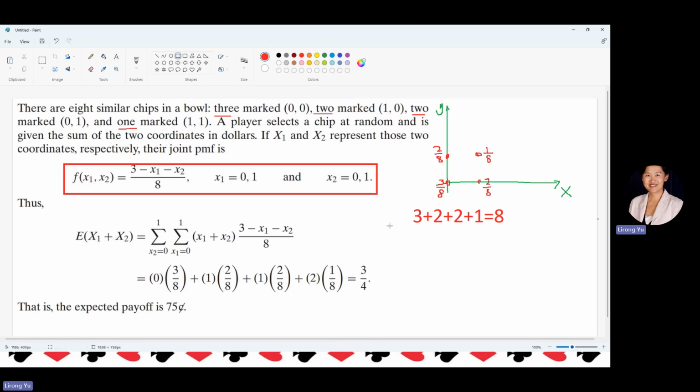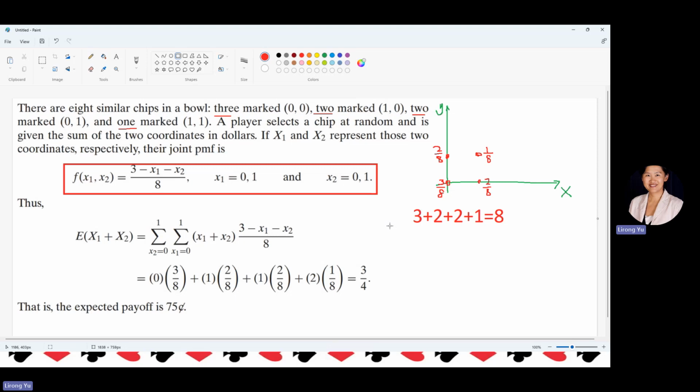Trying to explain why we have that. So for example, if x equals 0 and y equals 0, that's (0,0), so 3/8. Now, if x equals 1 and y equals 0, that's (1,0), that's 3 minus 1, just 2/8. If the other one equals 1 and this one equals 0, that's still 3 minus 1, 2/8. So all these formulas follow. Any question? So it's highly likely to have (0,0) because that one has more chips.